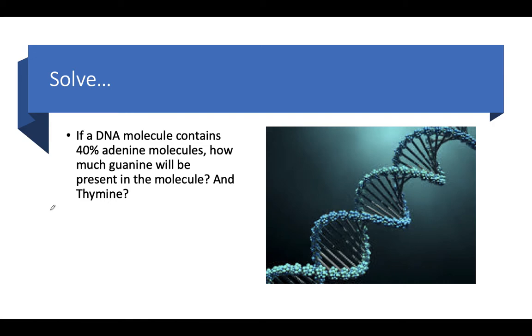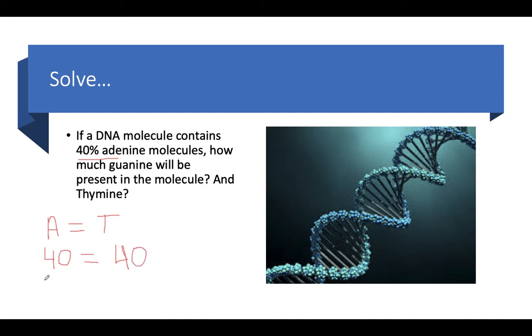So we know that the amount of adenine has to be equal to the amount of thymine, right? Because that's Chargaff's rule. So here they're telling you that there's 40% adenine. So we know that if there's 40% adenine, then there's got to be how much thymine? Well, there's got to be 40% thymine as well.